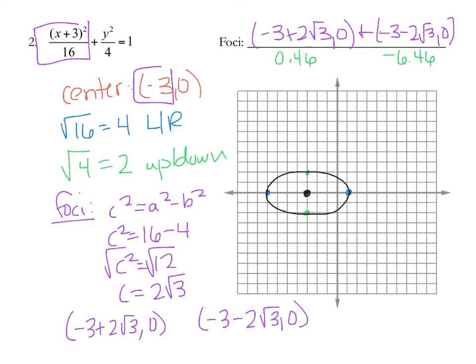So we're over 0.46, up 0, that's right there. And over negative 6.46, up 0, that would be right there. So again, they're on the major axis, and they're the same distance from the center and from the foci.